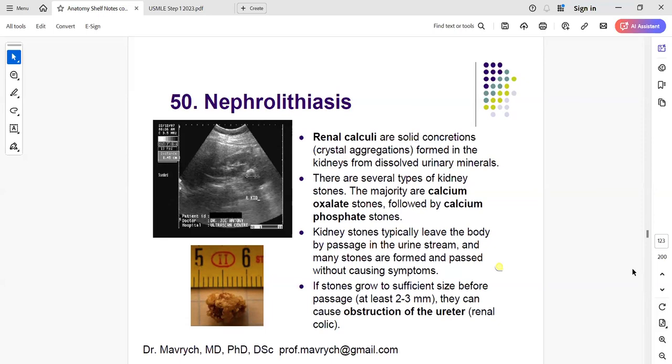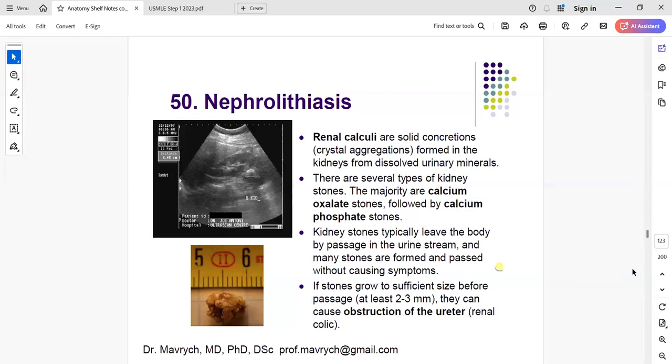When you study the nephrology system, you would study these stones in detail. Most commonly, they cause ureteral obstruction, and the patient would present with colicky pain. The patient would say, doctor, I'm having this pain usually on the left side, and it's remitting and relapsing in nature.